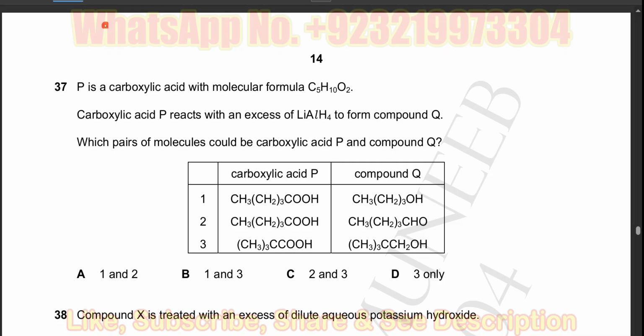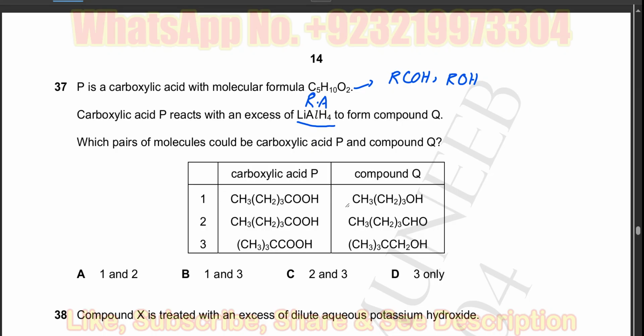Okay, so here we have the carboxylic acids in the first column, and it has been reacted with lithium aluminum hydride, which is lithium aluminum tetrahydride, which is basically a reducing agent, which means after reaction with this compound it should give me the reduced form of the carboxylic acid, and the reduced form of the carboxylic acid can either be aldehyde or it can further be reduced into alcohol. So let's see which possible structures are there.